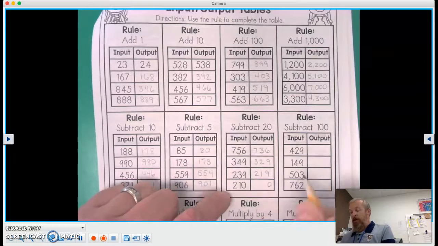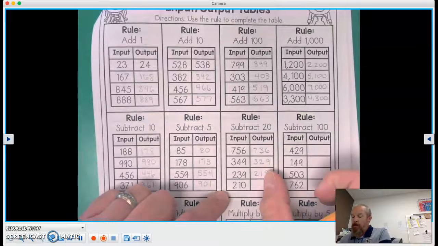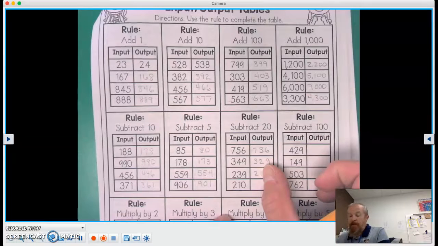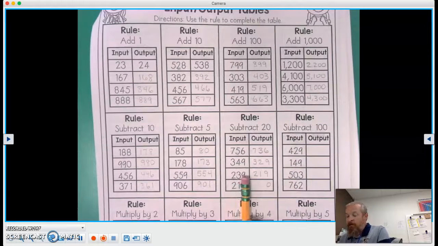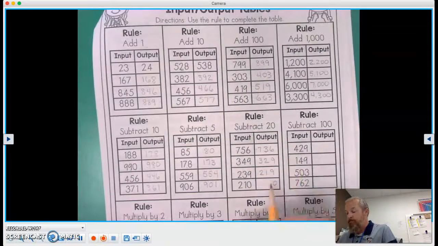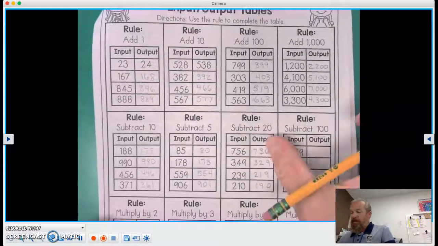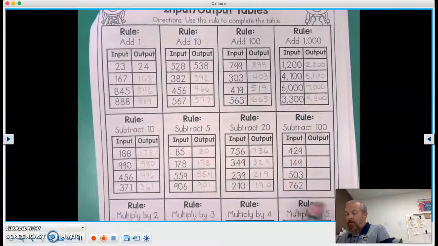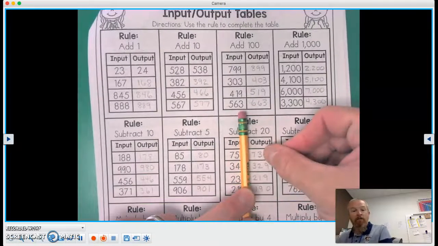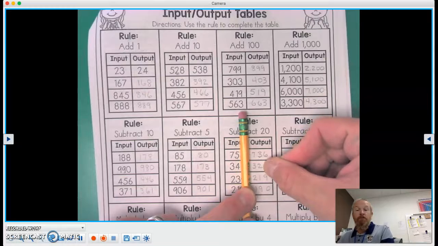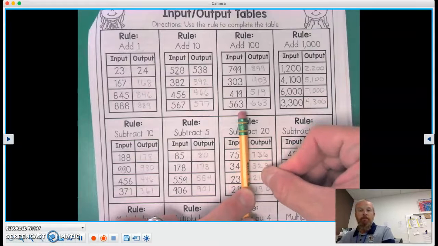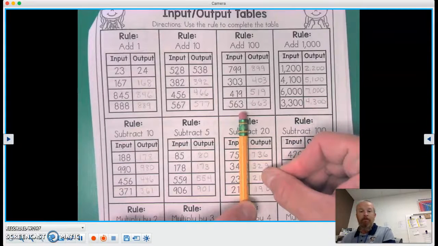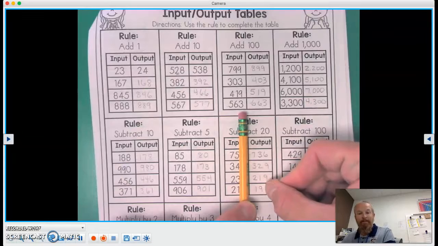Now here's a tricky one. Remember, it's really like taking away 2. So if I count backwards from 21, I would say 20, 19. Kind of like these here. So we count and we would go 75, 74, 73, 34, 33, 32, 23, 22, 21, 21, 20, 19.